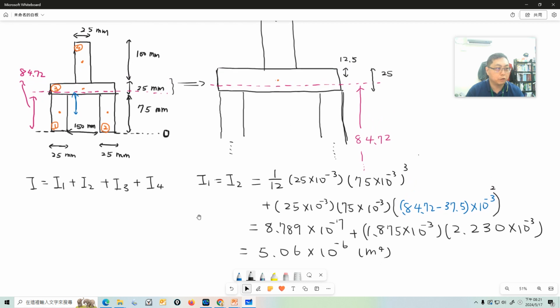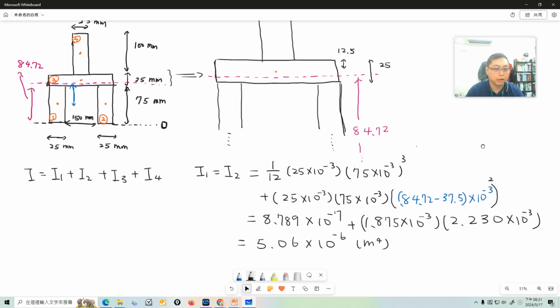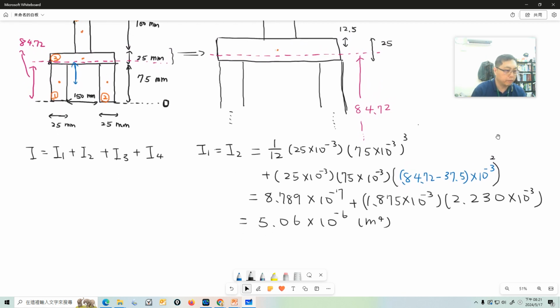Now we have to do I3 and I4. So what's our I3? The first term is 1 over 12 b h cubed. Right now the neutral axis is horizontal, so your b is here. Your b is 150 plus 25 plus 25, so it's 200 millimeters.